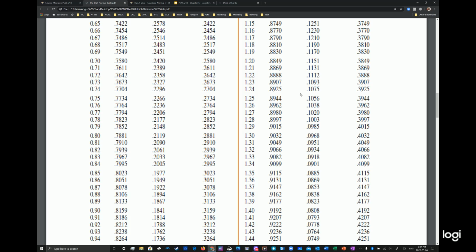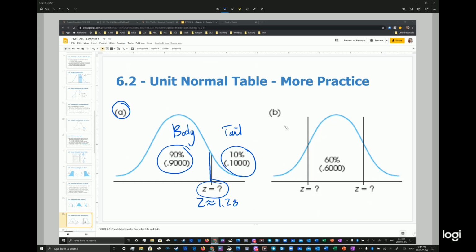But that's the closest we can find in this unit normal table. So sometimes in your practice questions or your tests, you may find yourself in a situation where you find approximations instead of actual numbers, where the table doesn't provide you the exact numbers. So in this one, though, here's one.